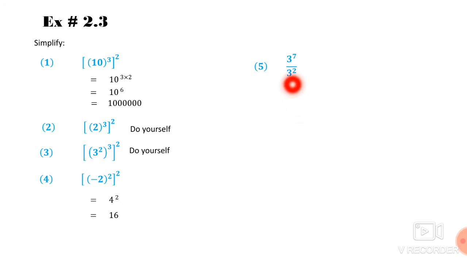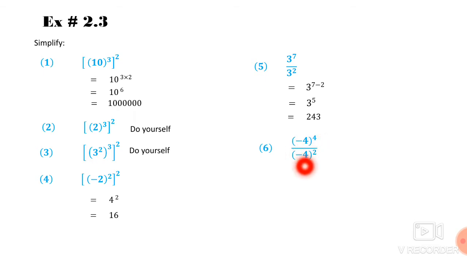Part 5, bases same and the numbers are dividing with each other. So 3 exponent 7 divide 3 exponent 2, bases are same. So we will write the base once and then subtract the exponent. So 3 exponent 7 minus 2, answer is 3 exponent 5. You may use calculator to find 3 exponent 5 or you may consider it as your answer.